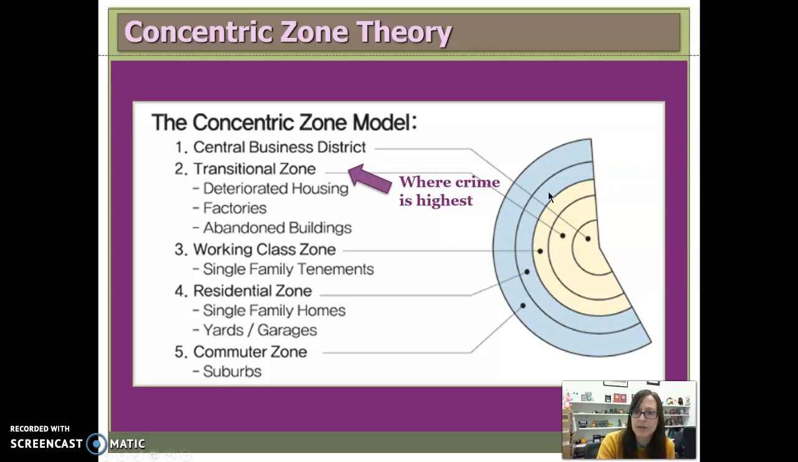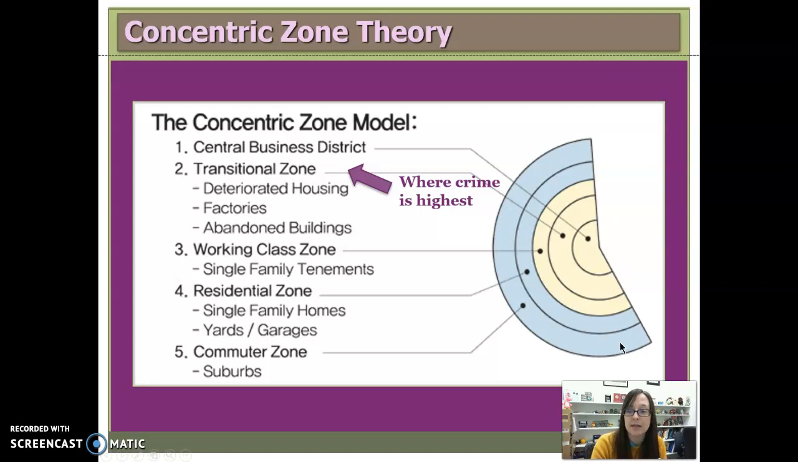Then right outside the transitional zone, you have the working class zone. Again, you're moving further out. So it's not as bad conditions, but it's single family tenements. You've got apartments and things like that, maybe some shared spaces, but it's not the poverty of the transitional zone. Then you move out another concentric ring and you're in the residential zone. This is where everybody has their own house and people have yards and garages and things like that. So it's getting to really low crime rates in this area.